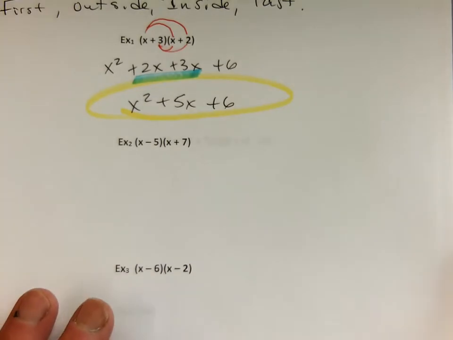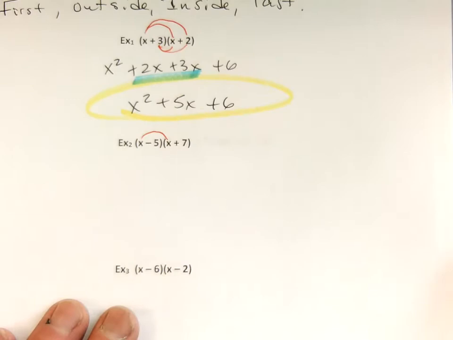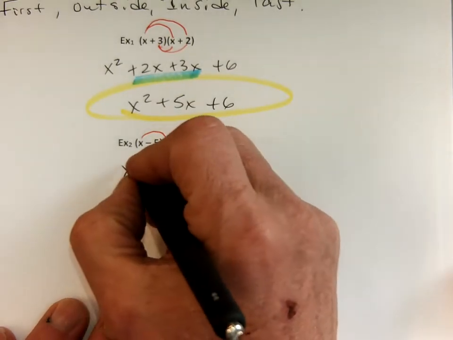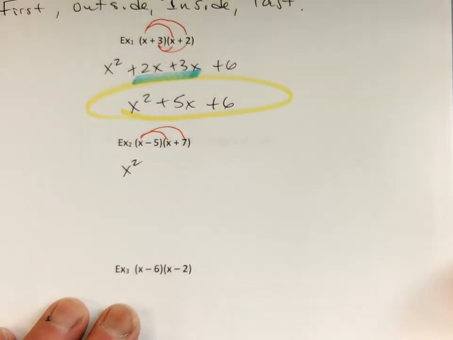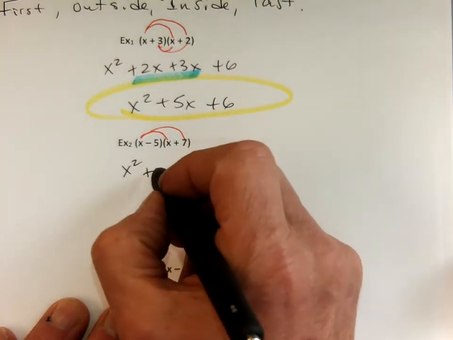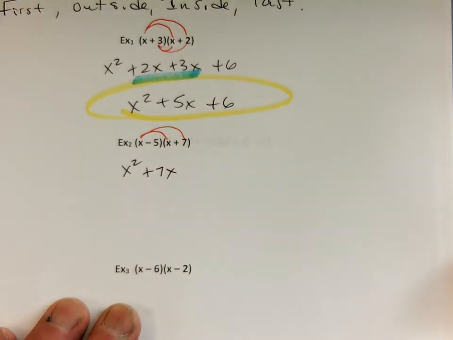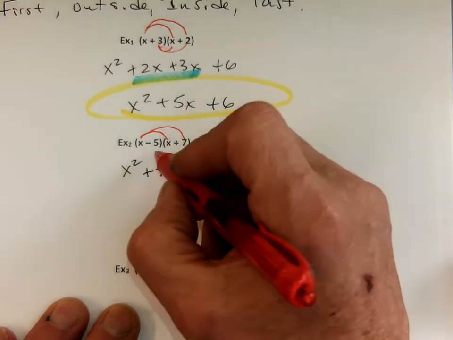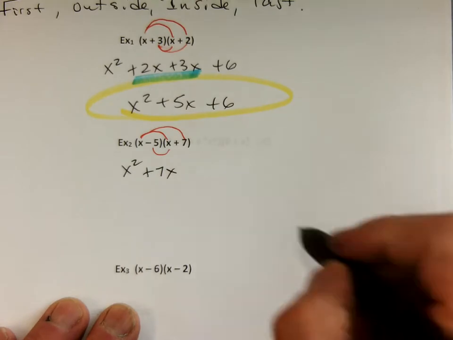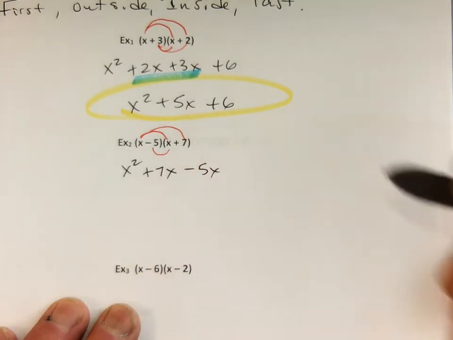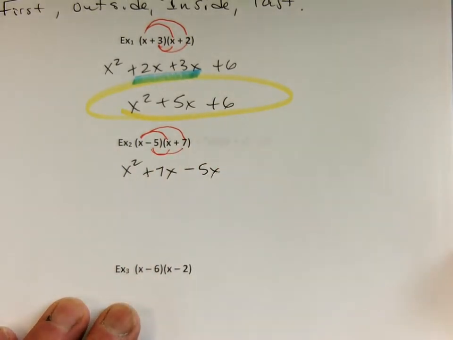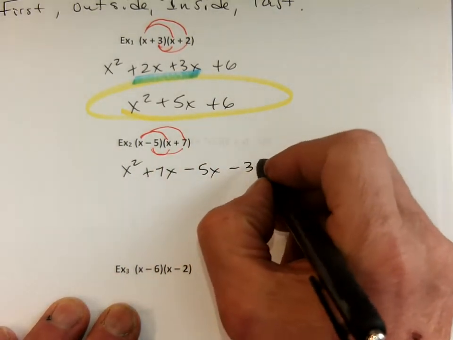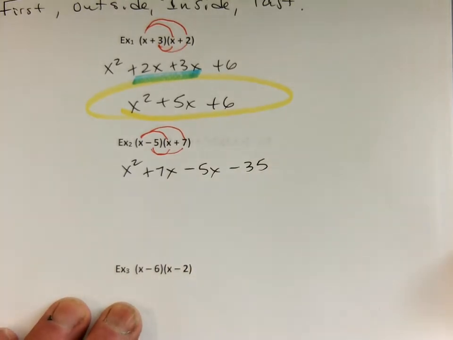I'm going to slowly go. X times x is x squared. X times 7 is a positive 7x. Negative 5 times x is a negative 5x. And a negative 5 times a positive 7 is a negative 35. I'm multiplying, right? Thumbs up so far.